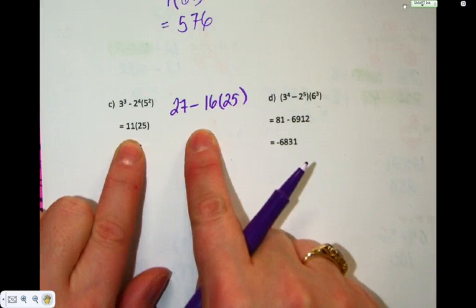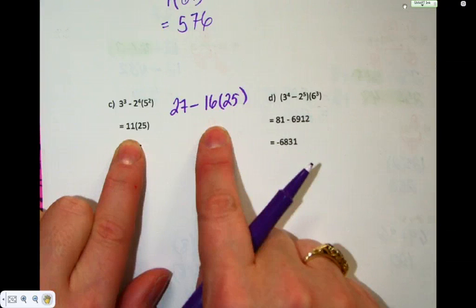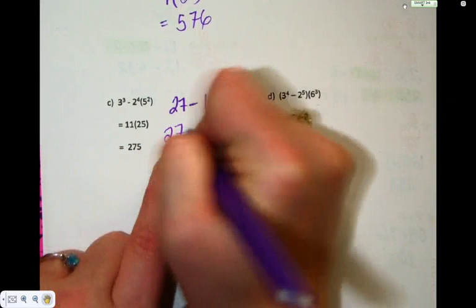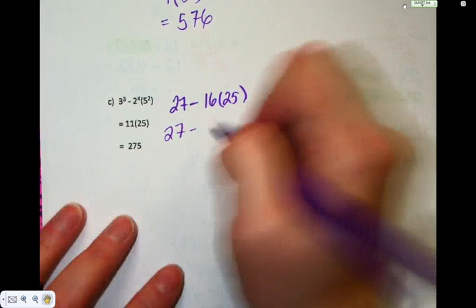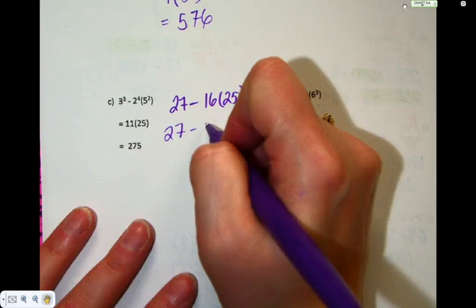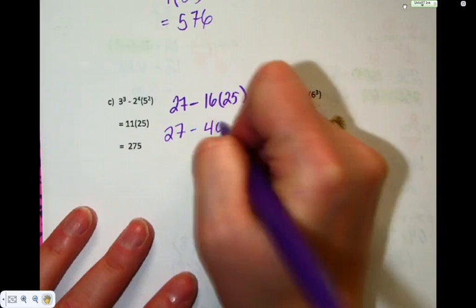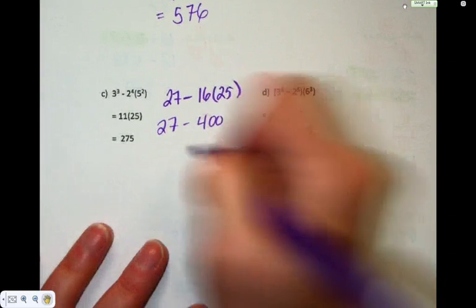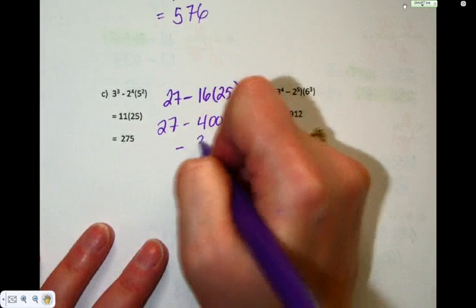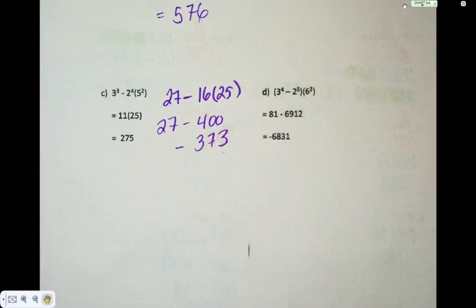They did subtraction before multiplication. So they put the cake in the oven before they mixed the ingredients. We need to do the multiplication first, so 16 times 25. 27 minus 400. Offer of negative 373.